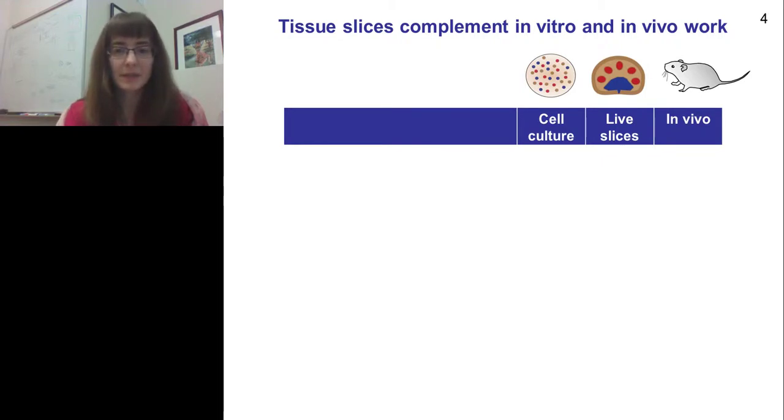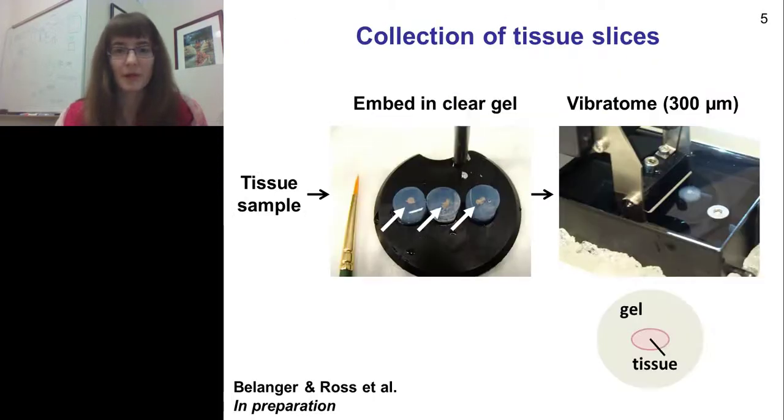So by working in slices, we sort of gain most of the benefits of in vivo work and cell culture work, but it is a slightly higher level of complexity than regular cell culture work, and so you do have to get yourself set up for that.